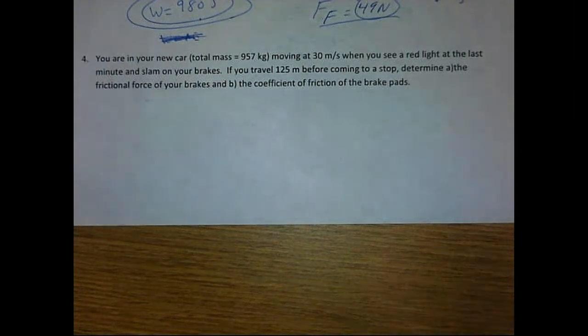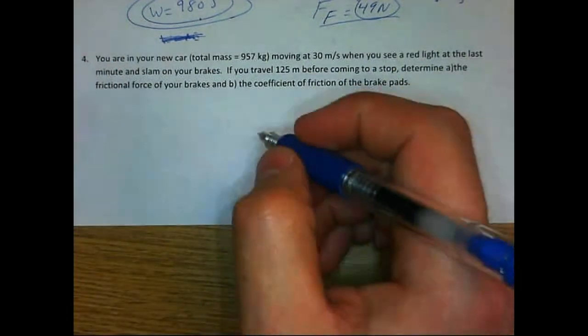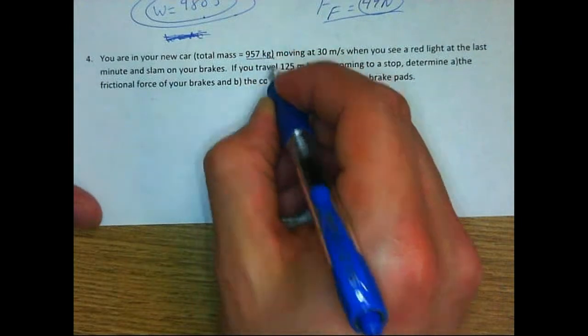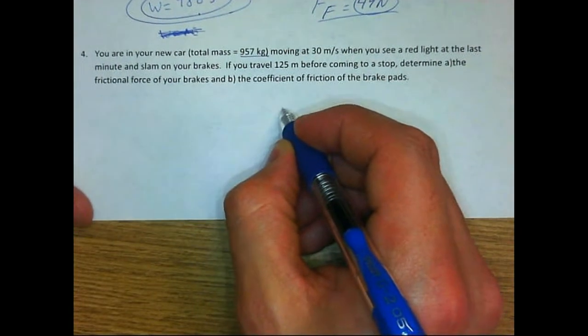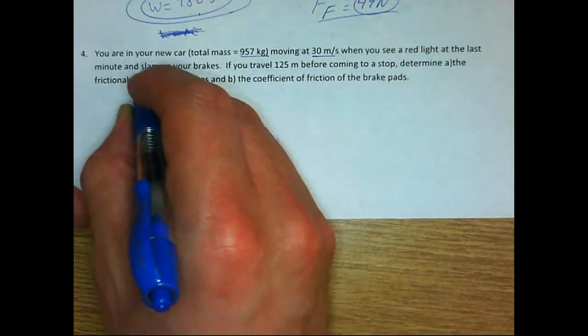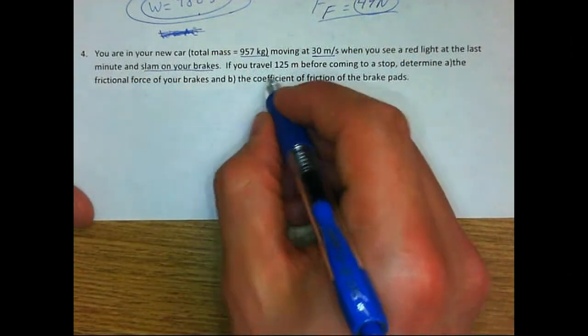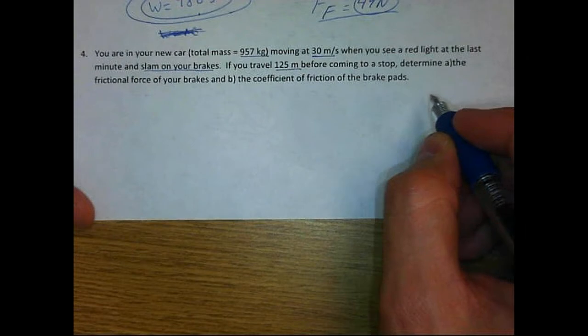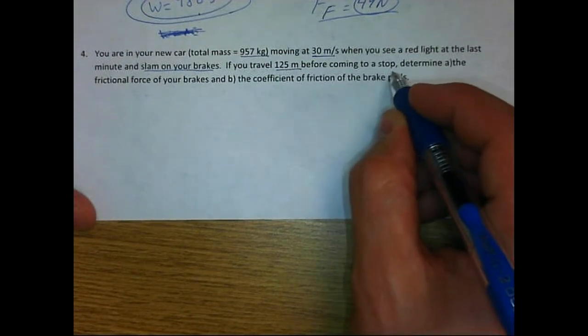But we're going to start the same way and think about it the same way. You're in your new car. The car has a mass of 957 kilograms. You're moving at 30 meters per second. You see a red light and you slam on your brakes. All right, it takes you 125 meters before you actually come to a stop.